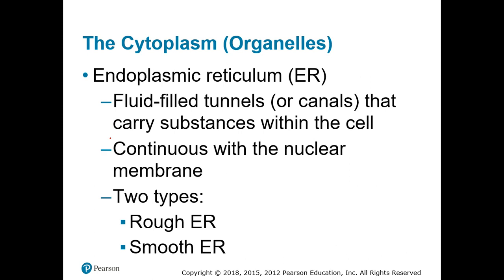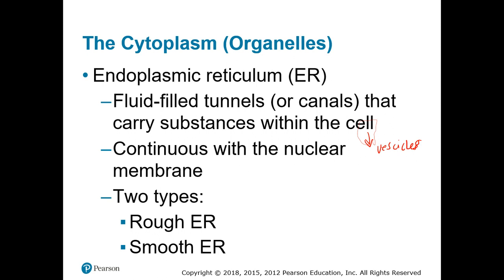The next major organelle we have is the endoplasmic reticulum, which we just abbreviate ER. These are fluid-filled tunnels or canals that carry substances within the cell. They carry substances through something called vesicles, which basically act as tiny cars that carry chemicals, compounds, proteins, and lipids from one part of the cell to the other. They are generally continuous with the nuclear membrane. And there are two types, rough ER and smooth ER.